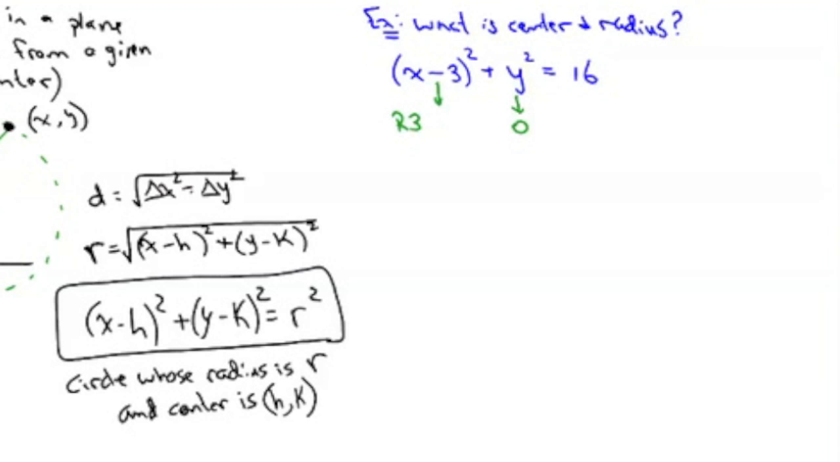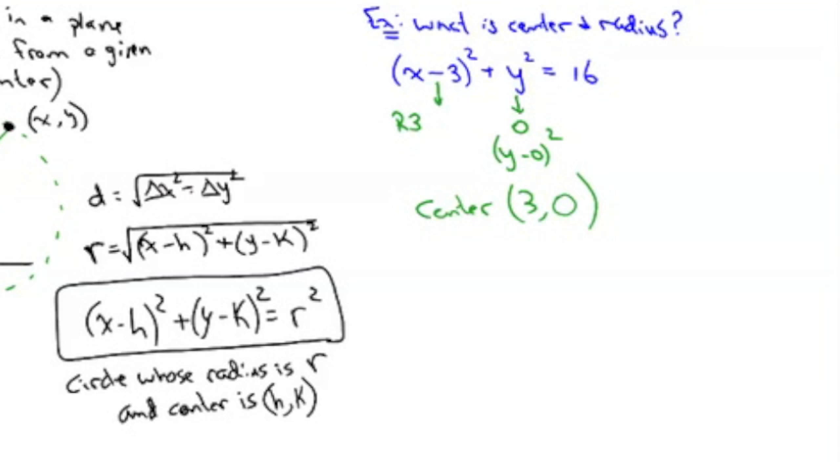Another way of writing y squared would be y minus 0 all squared. And therefore the center is right 3. The center got moved 3 units to the right, no up and down. So it's at 3, 0.